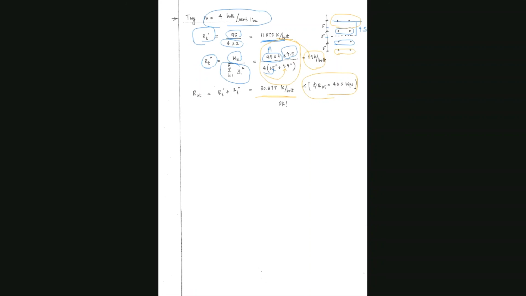So this is how you calculate. Finally you can say: use 4 bolts per vertical line, or a total of 8 bolts, and then you can have a detailing diagram showing the spacing and everything.